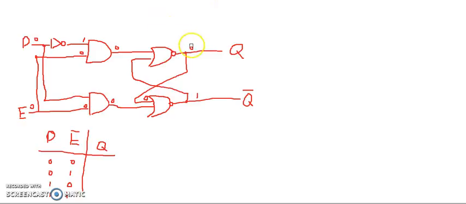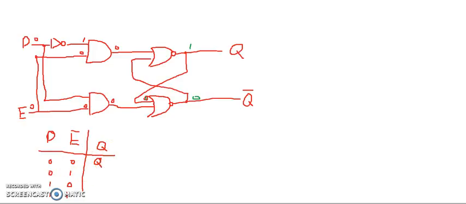Okay, so what if we have a different value? What if we have 1 instead? We should actually use a different color. Then 1 will propagate here, NOR will become a 0, and then 0, 0 will become a 1. So as we can see, the 1 actually stays, and if you have a 0, the 0 stays as well. So if both are 0, then Q would be whatever Q was before.